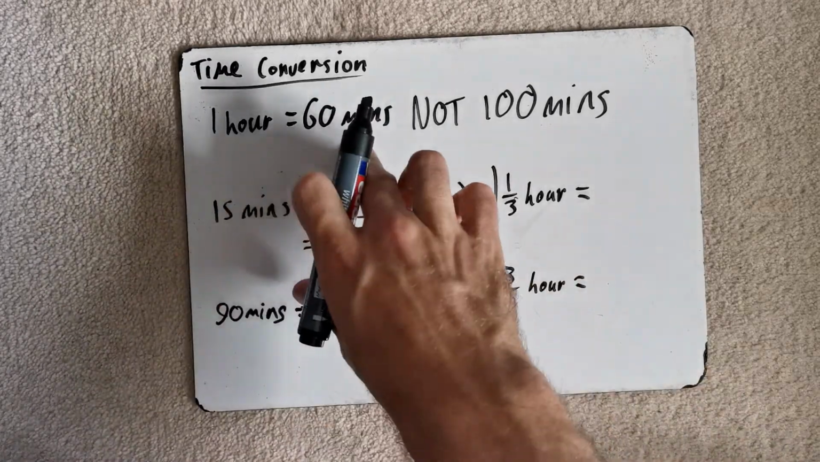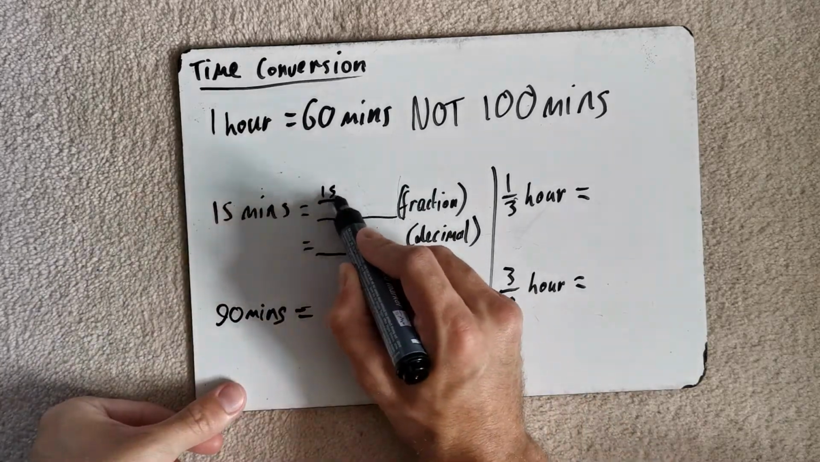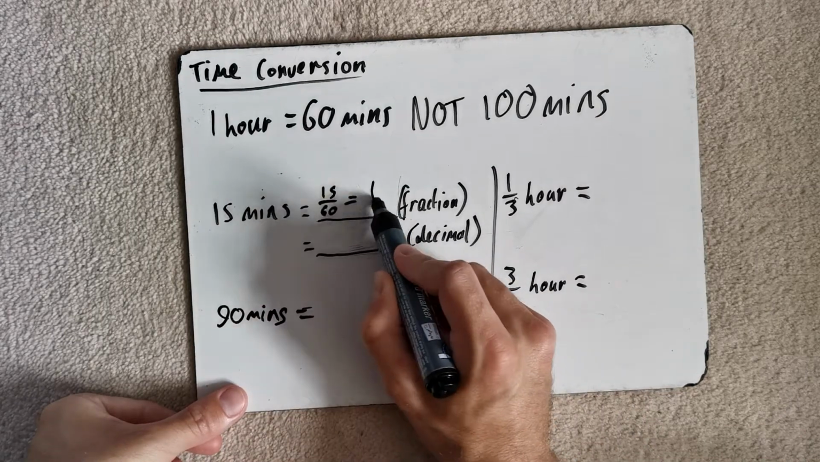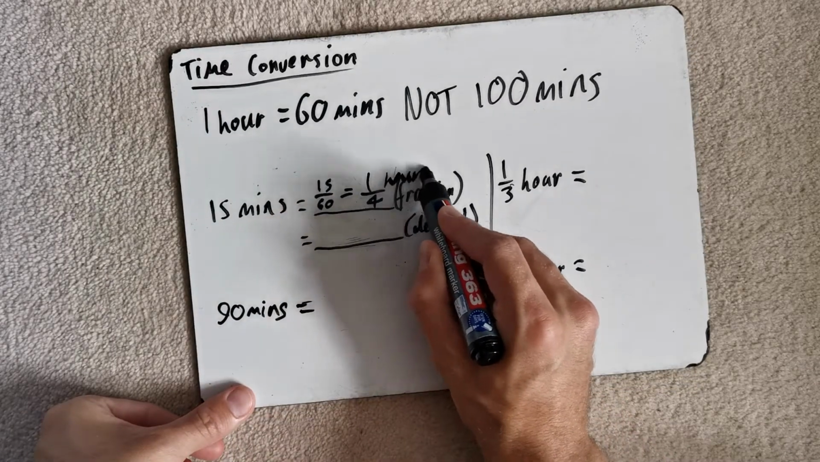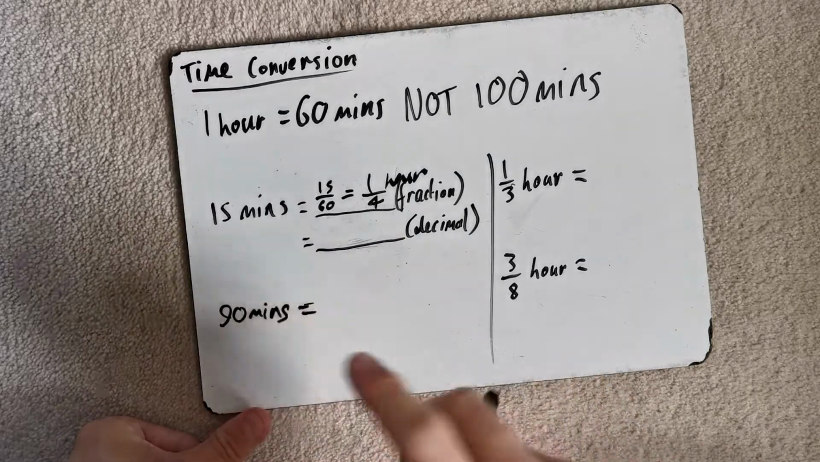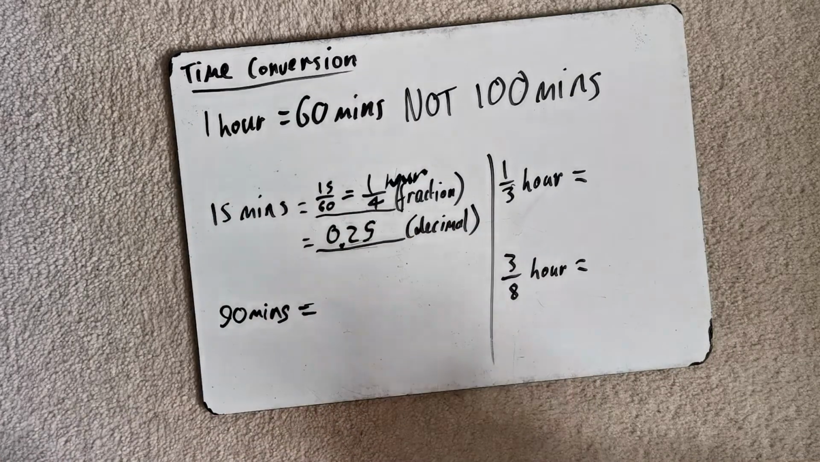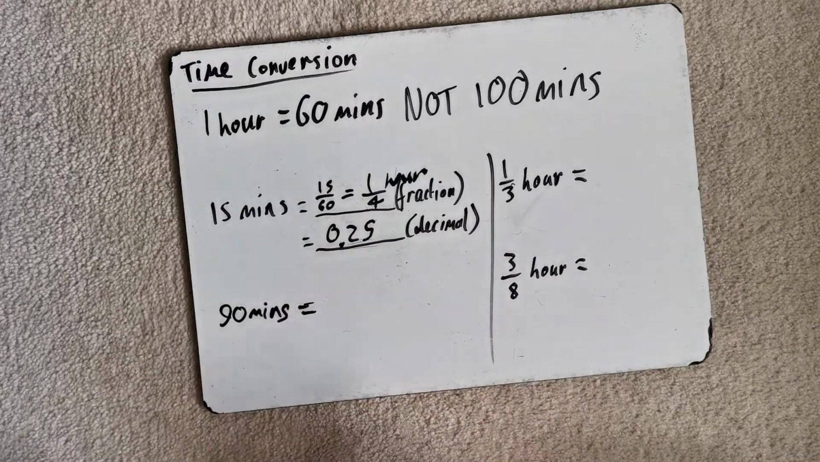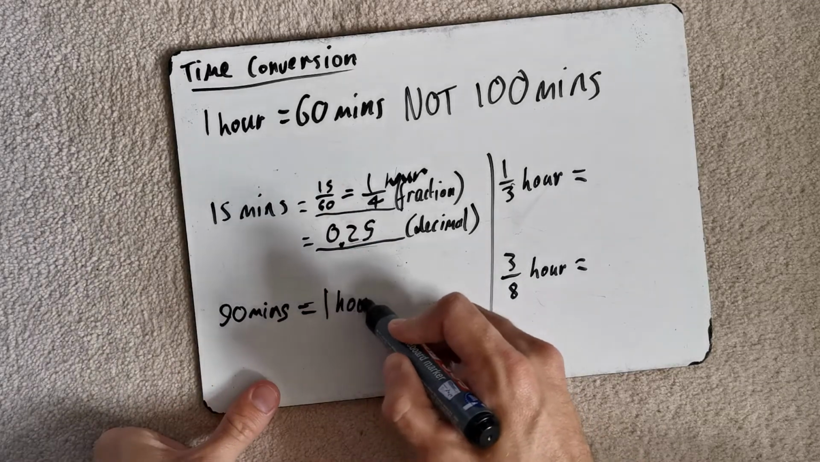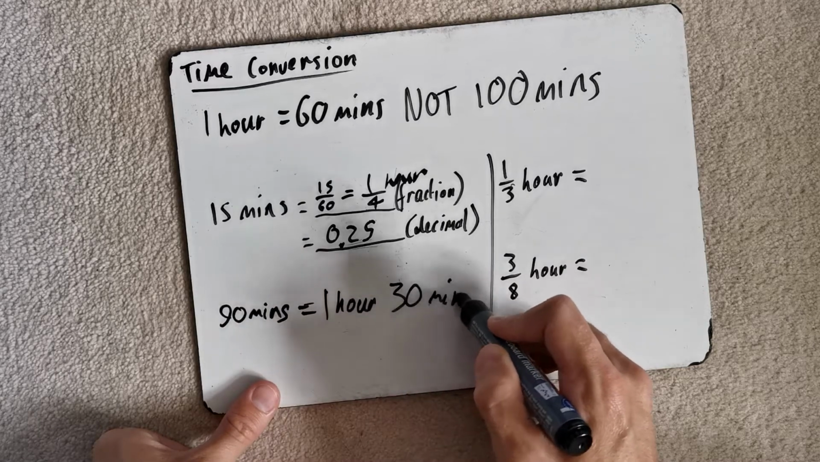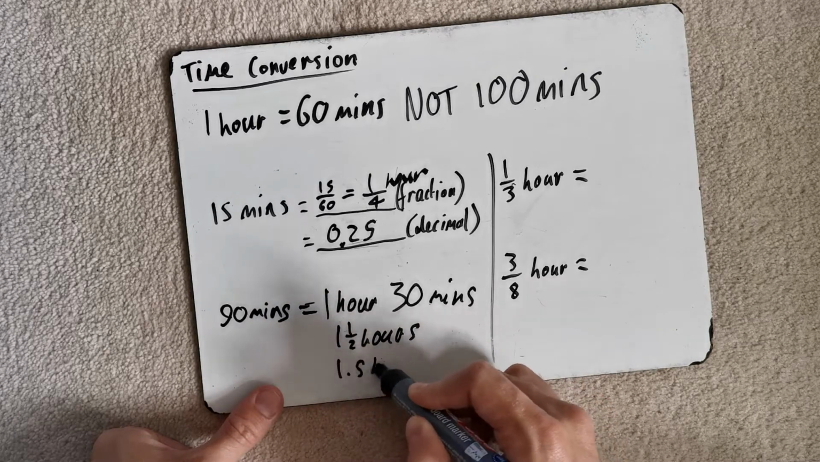Because 1 hour is 60 minutes, so 15 minutes as a fraction of an hour is 15 out of 60, and that simplifies, of course, to a quarter of an hour. So if we've got to have a quarter of an hour as a decimal, that's not going to be 0.15, is it? It's going to be 0.25, because 0.25 is a quarter, isn't it? So 90 minutes is, of course, more than 60 minutes. So it's 1 hour and 30 minutes, or 1.5 hours, you could say.